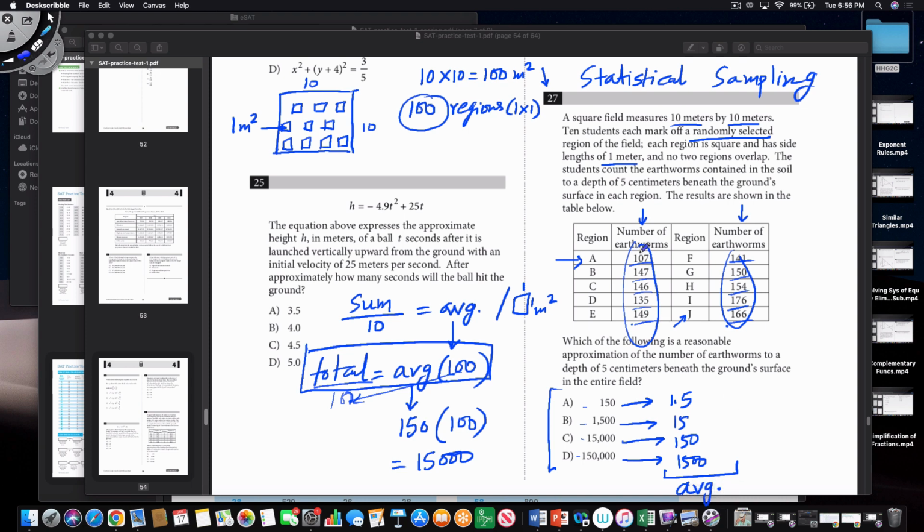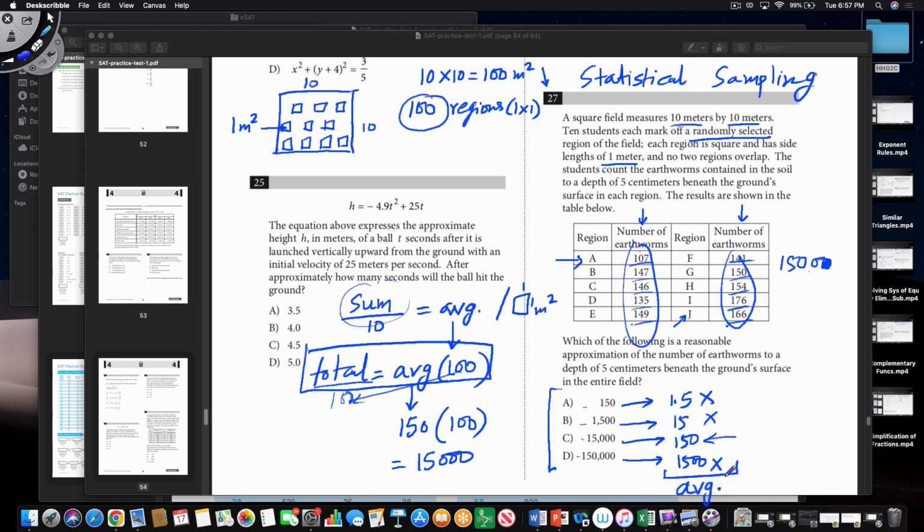And I looked at all these numbers of earthworms here and I realized that the average of these numbers cannot be 1.5 or 15 or 1500. That's why I didn't even actually calculate the average. But if you do not see this, you can just do the work and you'll find that the sum of all this will be something like 1500, 10 of them added together. Then you divide by 10 to find the average, and that average will come to 150.